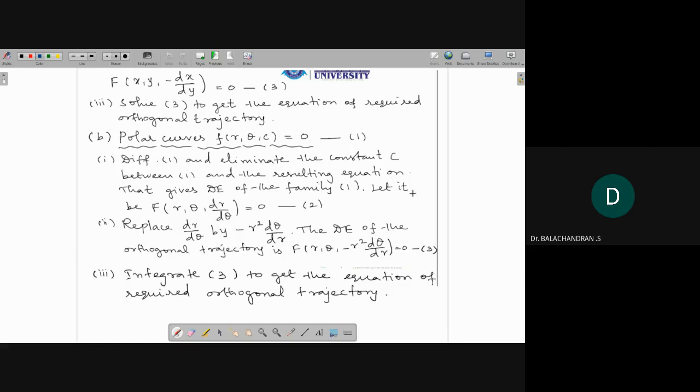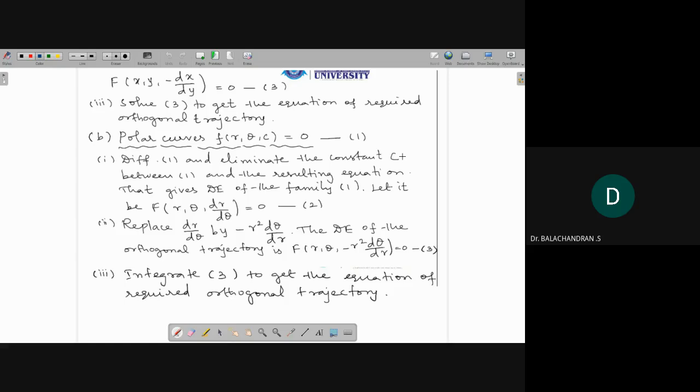So the differential equation of the family of 1 is f of r comma theta comma dr by d theta equal to 0. Now we should replace dr by d theta by minus r square into d theta by dr, not just minus 1 by r into d theta by dr. Once you replace like this, the differential equation of the orthogonal trajectory is f of r comma theta comma minus r square into d theta by dr equal to 0. Now if you integrate equation 3, you get the equation of the orthogonal trajectories. So this is the procedure.